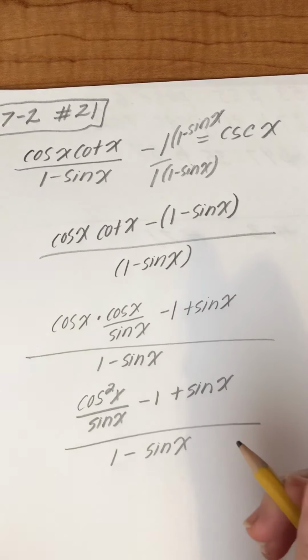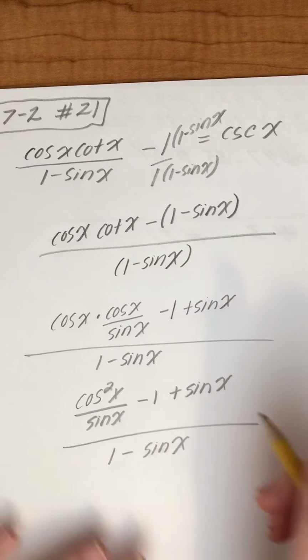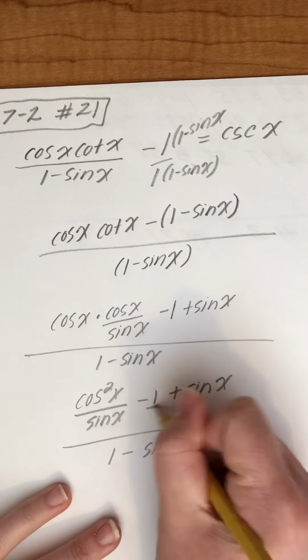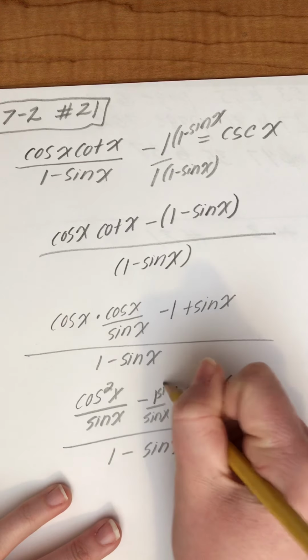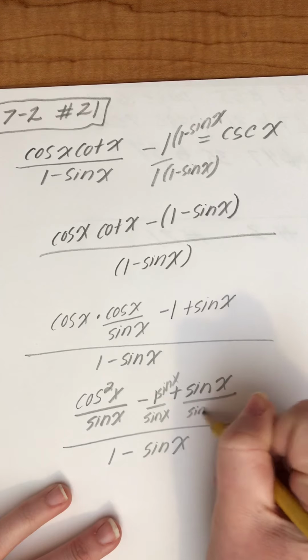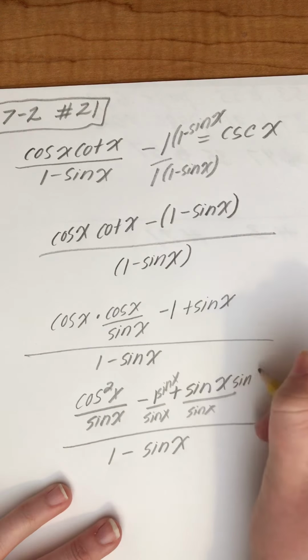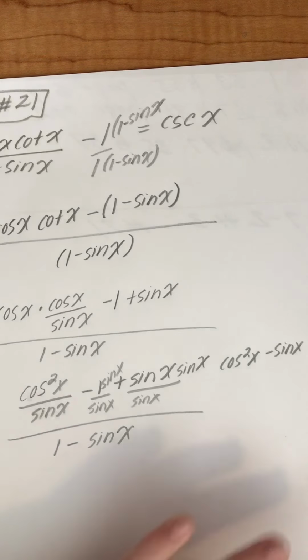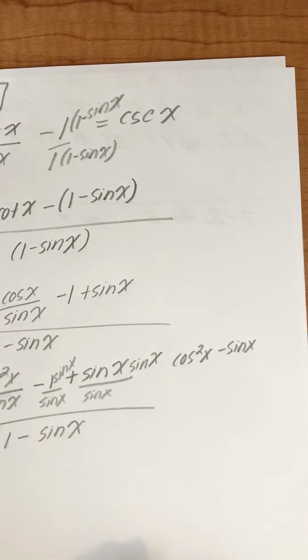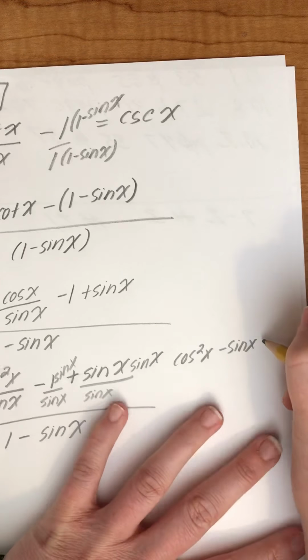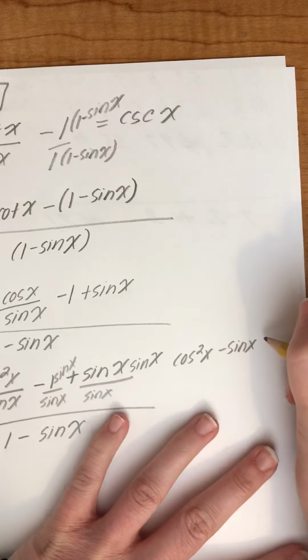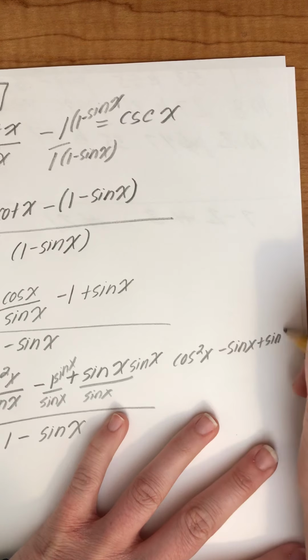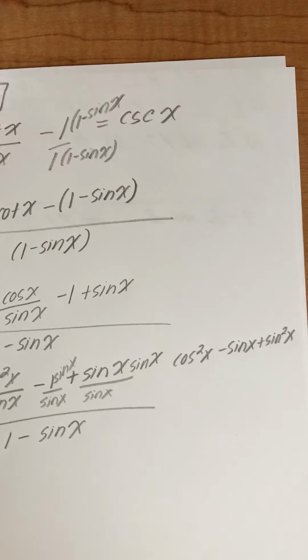Yeah, this is looking good, actually. So let's get these together here. So I'm going to multiply by sine of x. So then on top, I now have cosine squared x minus sine of x. Oh, dang, you can't see that. Let me scoot this over. Then I have plus sine squared x.